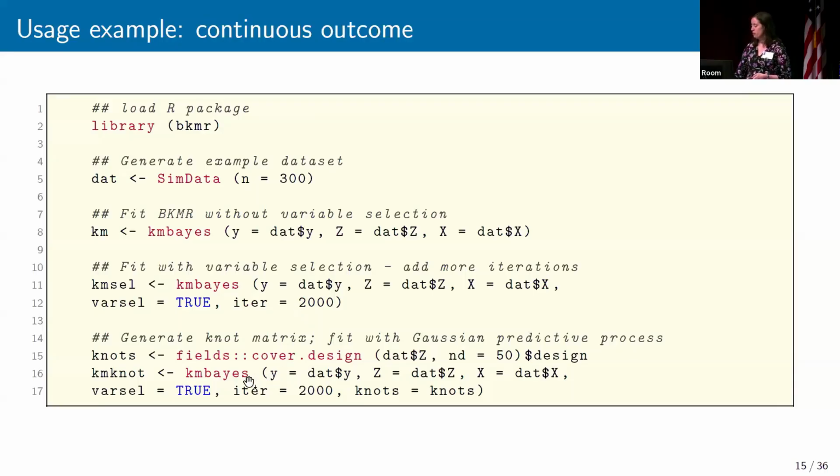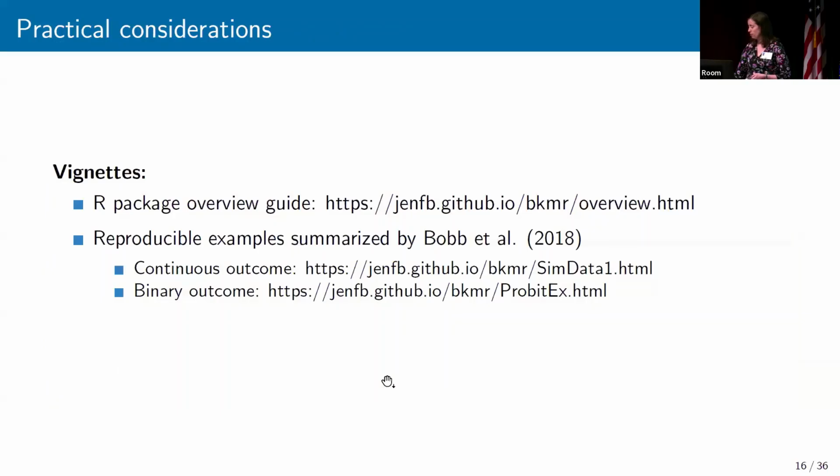And then this last bit of code is showing how you would generate the knot matrix for the Gaussian predictive process. So this 2 colons here is just indicating that we're using this cover.design function from the fields R package. So you would need to have that fields R package installed to be able to run this line of code. But then once you have the knots that cover the exposure space, you just tell the kmbayes function that you have this knot matrix, and it will go ahead and use the Gaussian predictive process approach.